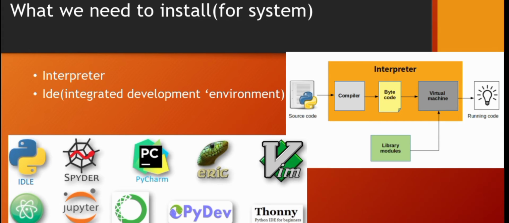So what do we need to install for Python? First the interpreter and next the IDE. So what is an interpreter? As I said in my last video, I explained the interpreter and the difference between the interpreter and compiler. An interpreter reads the code line by line, whereas the compiler reads the whole code at the same time. Next, we should download the IDE, which stands for Integrated Development Environment. This is where you write your code.